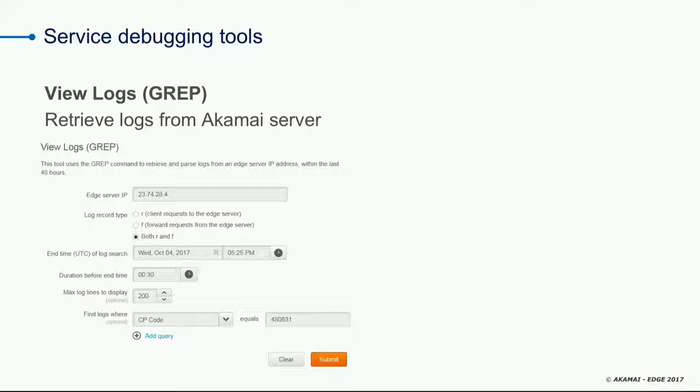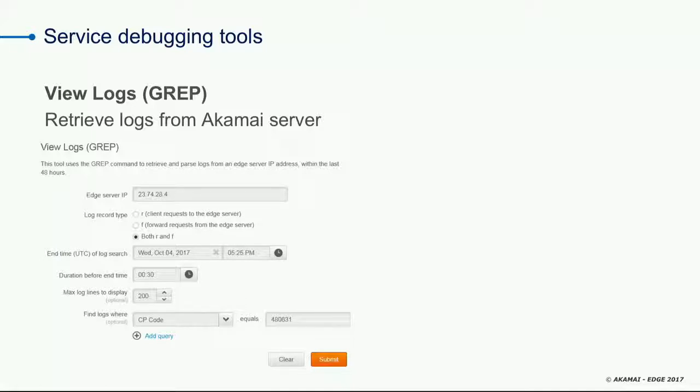The next tool could also be extremely useful for you. This is the view logs tool. This tool allows you to download logs from any particular Edge server. In order to use this tool, you need to specify the Edge server IP, and select which type of logs you want to see. It is R line or F line. I will talk about this later. You specify a time frame for which you want to get logs, and the maximum number of log lines. By default it is 200, but the maximum number of log lines this tool can get from an Edge server is 1,000.